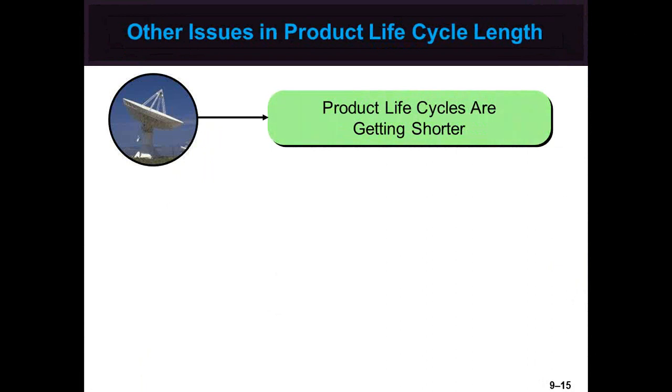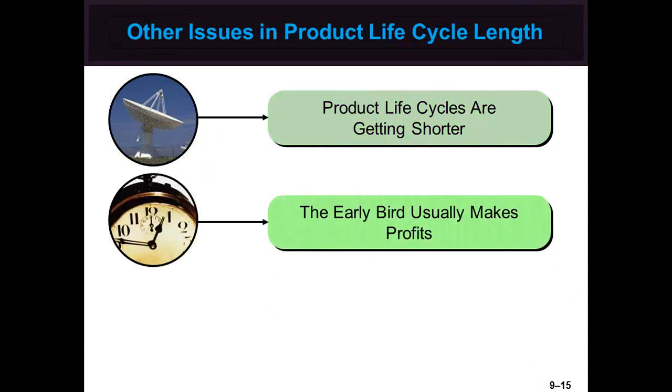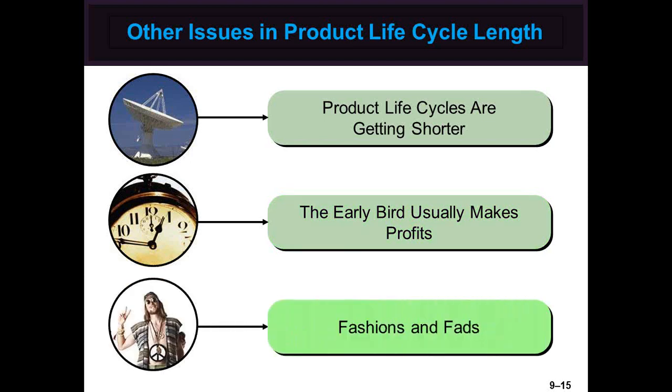There are several other issues contributing to the length of product life cycles. Product life cycles are getting shorter. More innovation yields more new products available to replace older ones. The early bird usually makes the profits because being first in the market can give a firm a chance to gain a critical foothold in the market share. The nature of the product, whether it's a fashion or fad, can also affect the length of the life cycle.